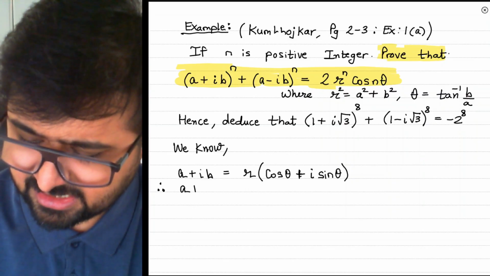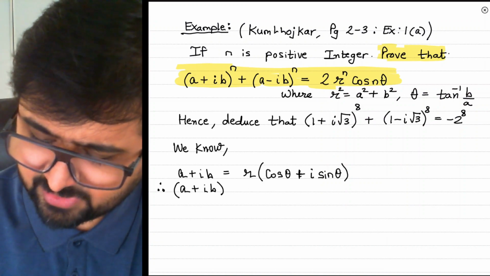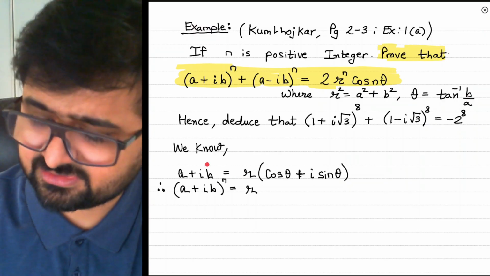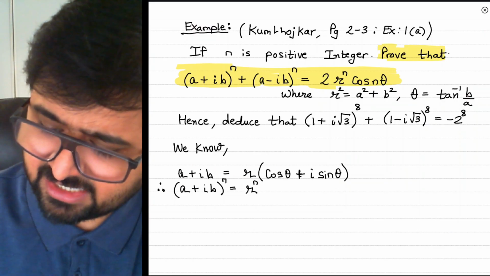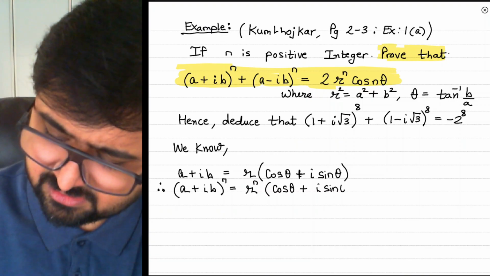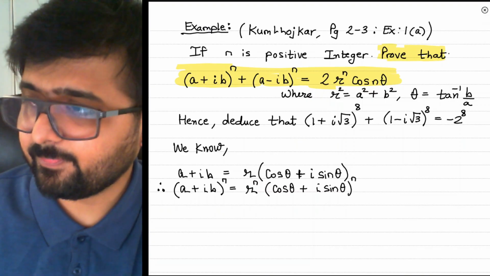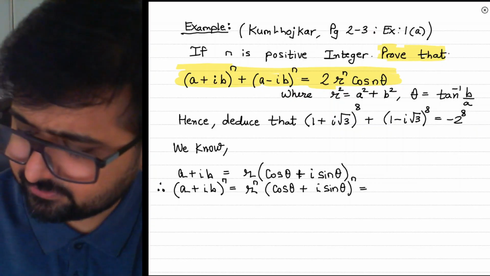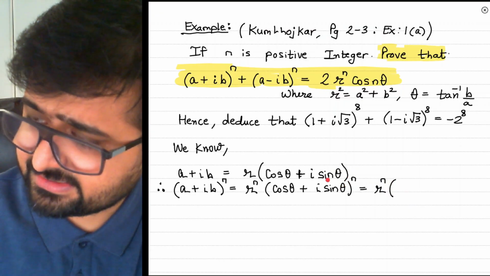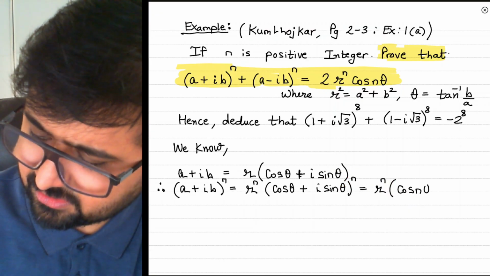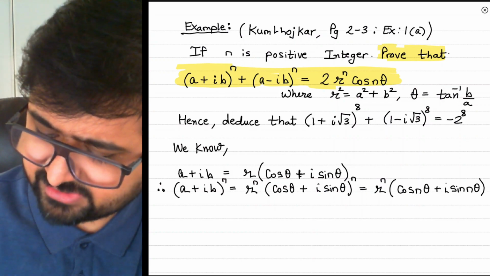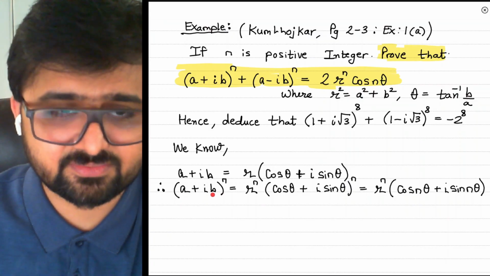Therefore, we can say (a + ib) to the power n is, we take power n on both the sides. Okay, so (a + ib) to the power n is r^n (cos theta + i sin theta) to the power n. Now we know by de Moivre's theorem, this is r^n, and this can be written as cos n theta + i sin n theta. So now that's the first term that we got, (a + ib) to the power n.